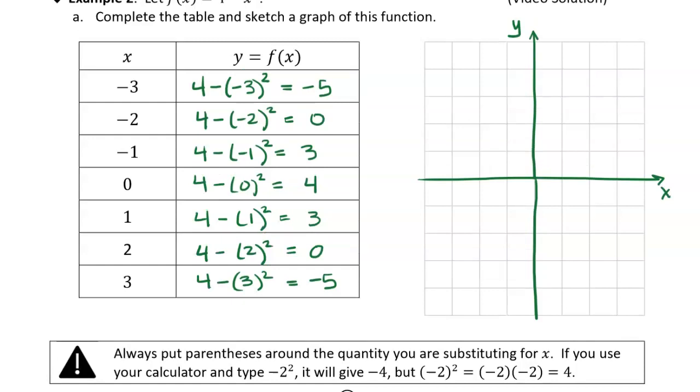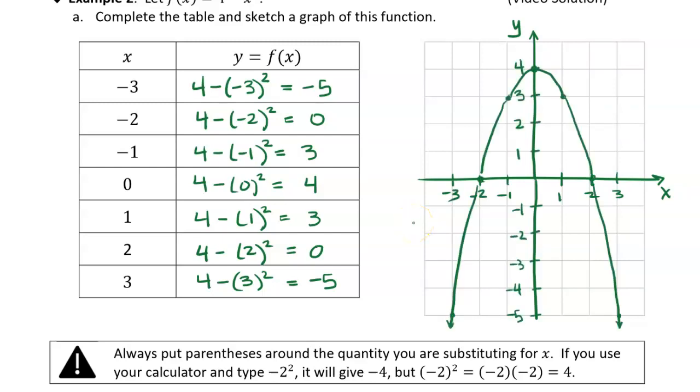All right, now we just need to graph this function. So I'm going to take these coordinate pairs, x and y, and plot these values on the graph. I went ahead and drew my axes, and I should probably label the axes because I need a scale. So 1, 2, 3, and then negative 1, negative 2, negative 3.